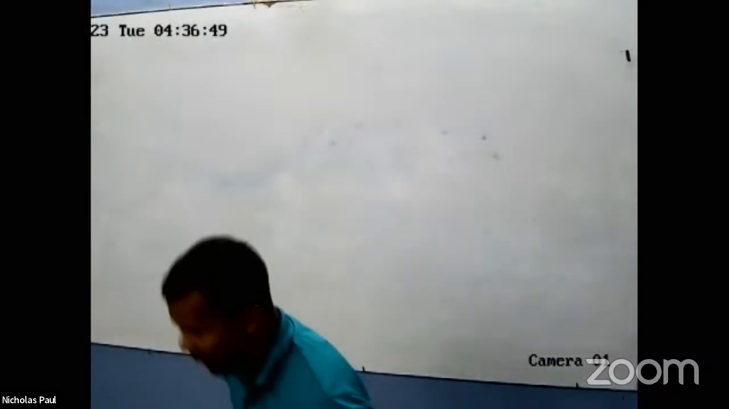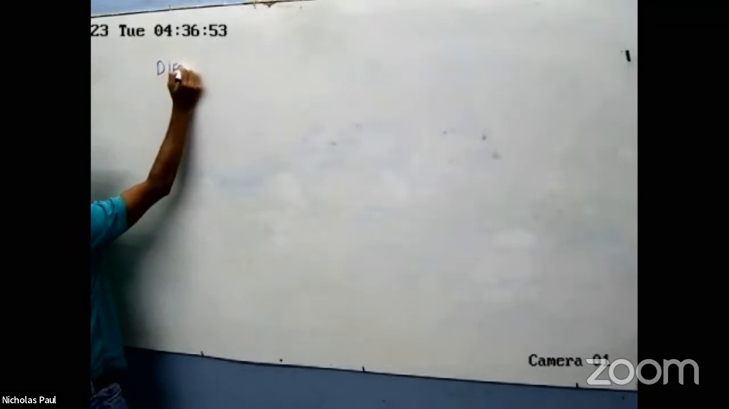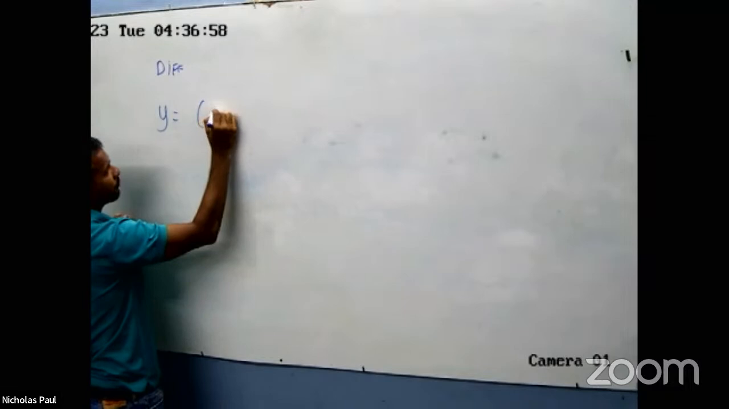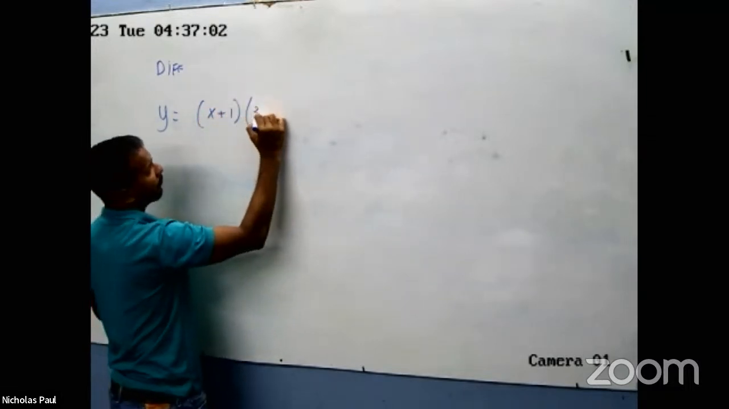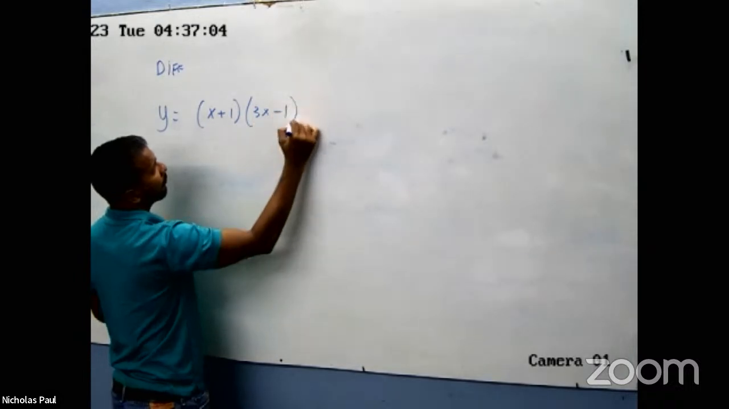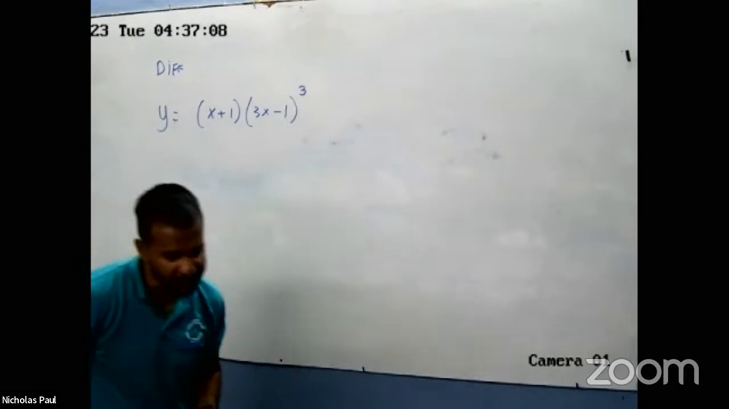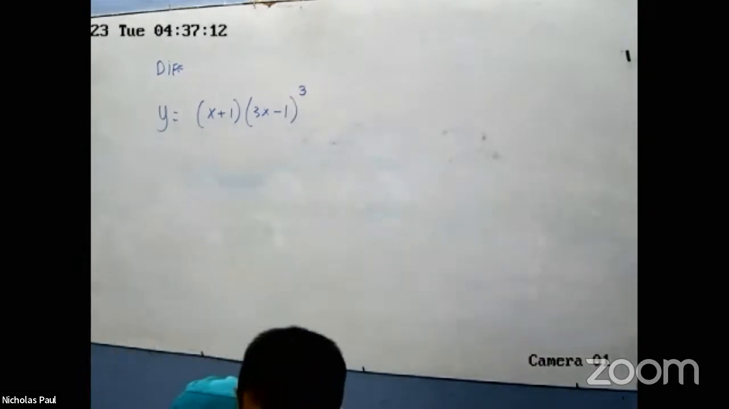All right, let's try one. (x plus 1) by (3x minus 1) cubed. Try that, please.